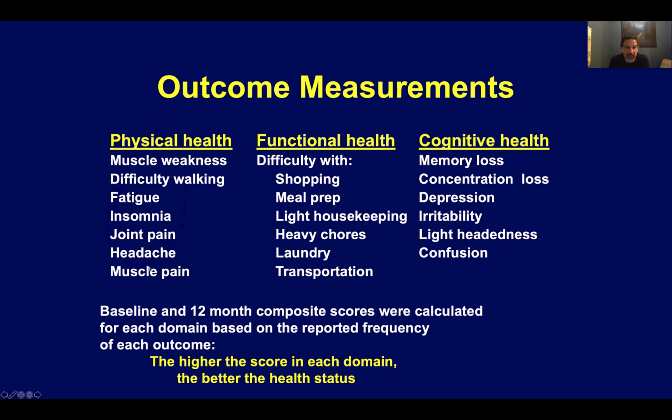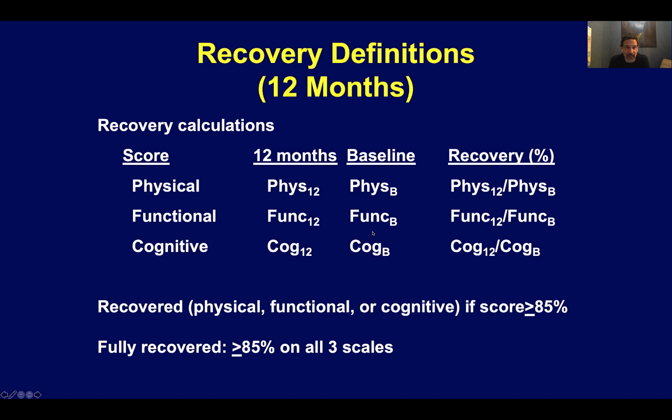These are the different specific components in each of these domains of physical, functional, and cognitive health. And we created scores in each of these domains, basically adding up the number of times that they reported some of these outcomes. And as a measure of their recovery, we looked at the ratio of the 12-month score to the baseline score. So a patient could have had a 12-month physical score that was 40% or 95% of their baseline score, right? And they were considered recovered in a given domain if their 12-month score was 85% or more of their baseline score. And persons were considered fully recovered if their 12-month score was 85% or more on all three domains.